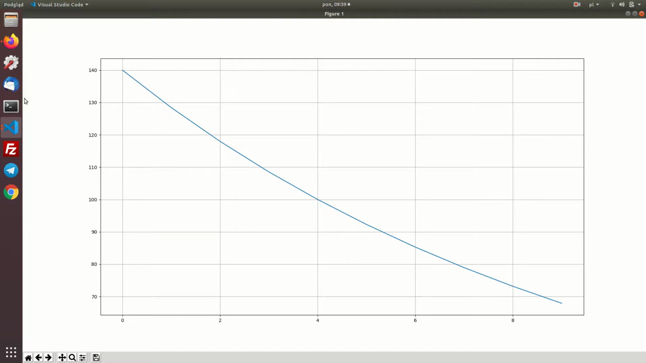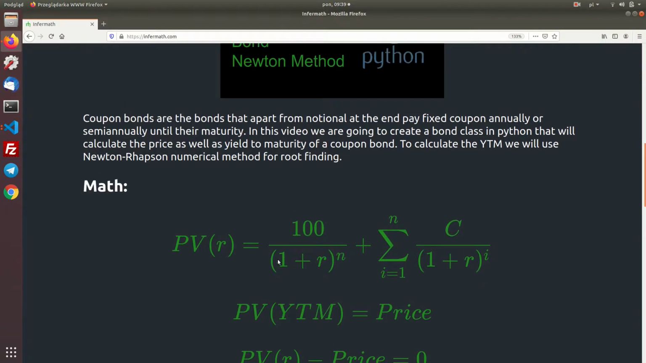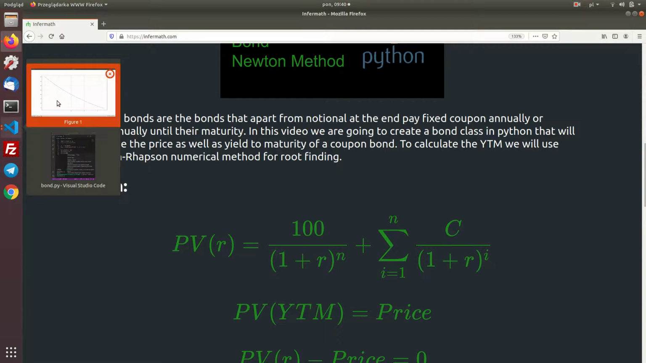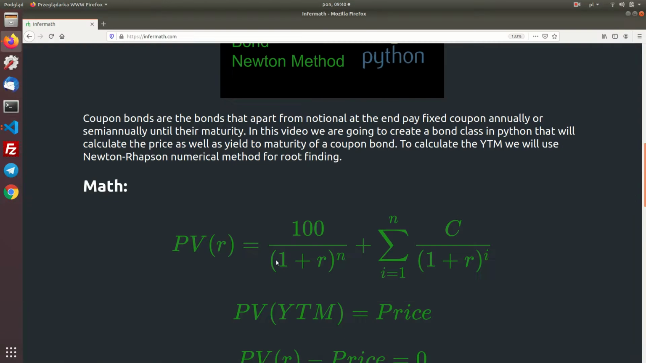Why is it convex? If we look again at the formula of present value, we see that the dependent variable r is a factor by which we divide. Okay, so this function, the PV function, is hyperbolic in nature, so that's why the graph here is also slightly hyperbolic. It's not too much because this factor is close to 1, but it is a bit convex.